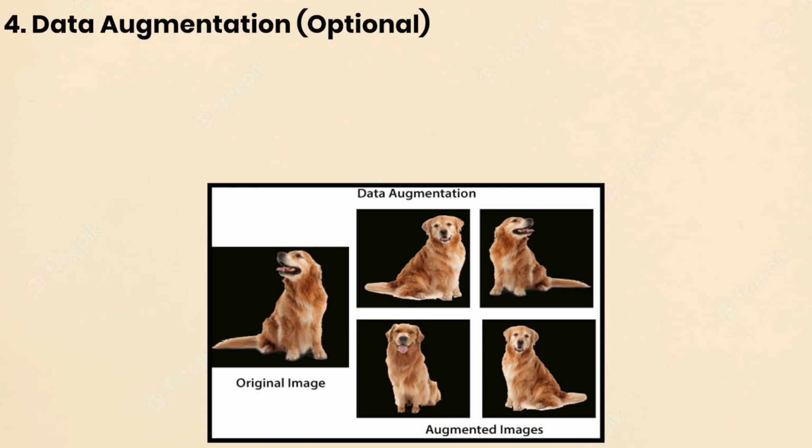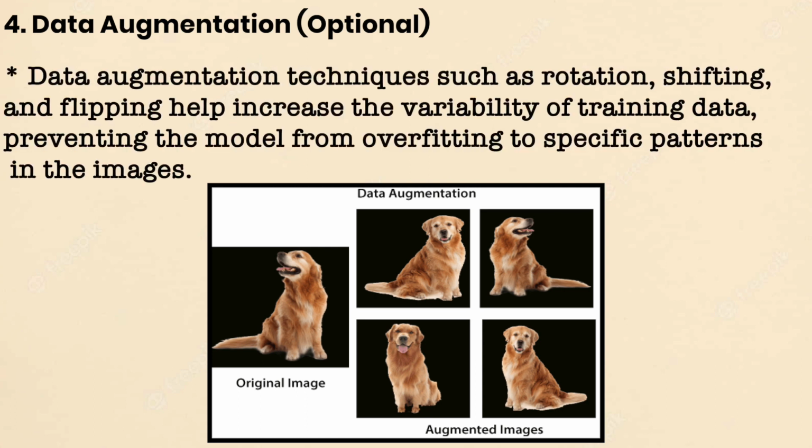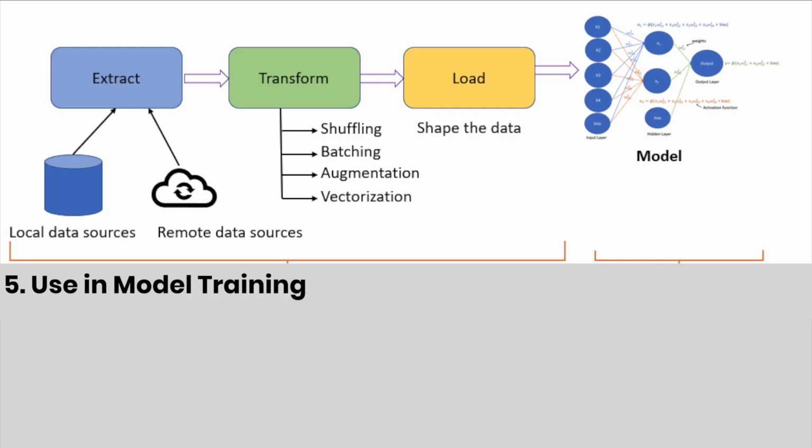Data augmentation. This is optional. Data augmentation techniques such as rotation, shifting, and flipping help increase the variability of training data, preventing the model from overfitting to specific patterns in the images.